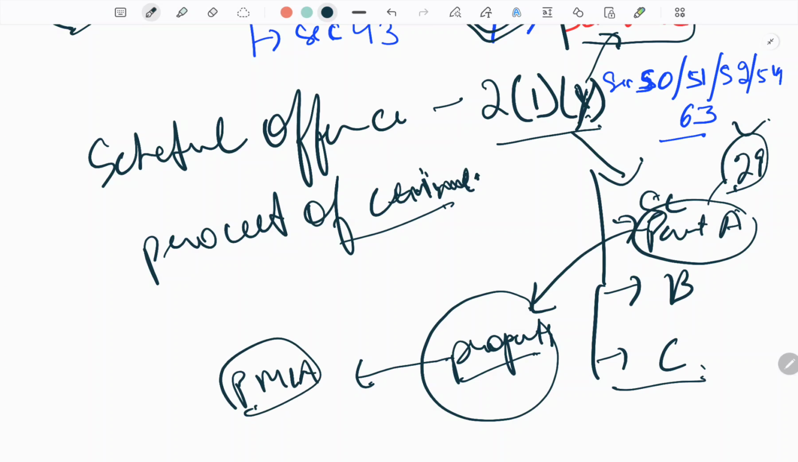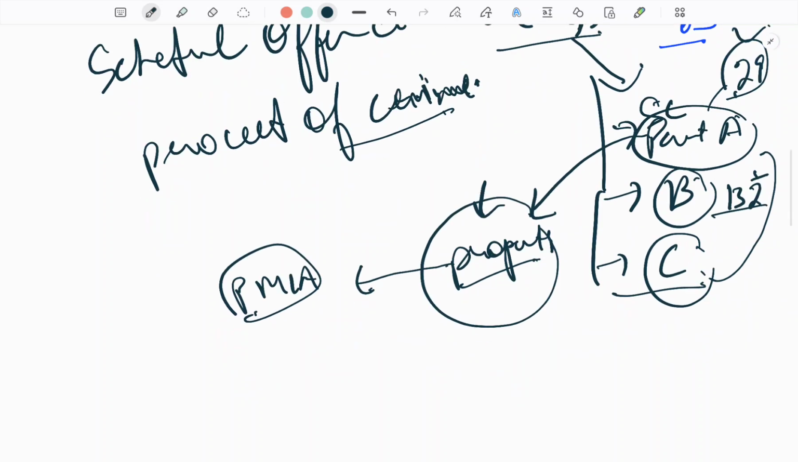So you cannot acquire property if you are committing any scheduled offense covered under Part A, Part B, Part C. Part B talks about the Customs Act, section 132. Part C talks about the cross-border offenses covered under Parts A and B.